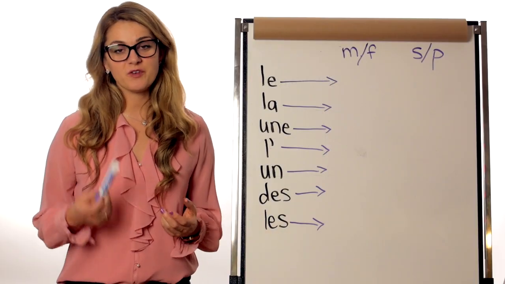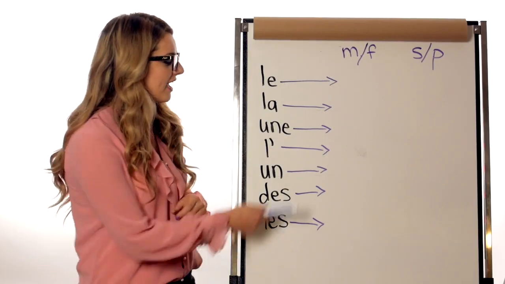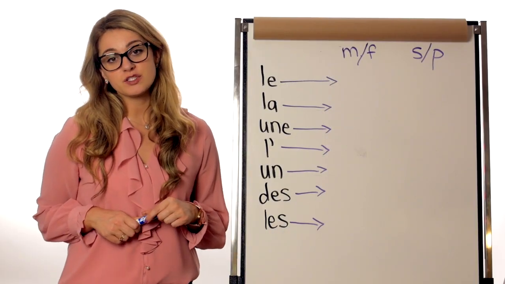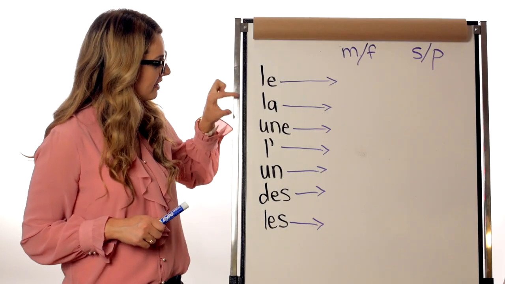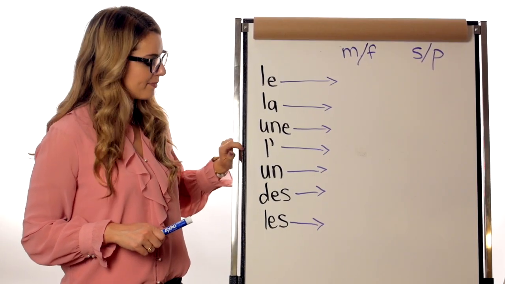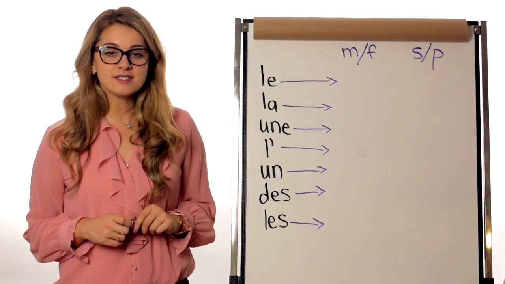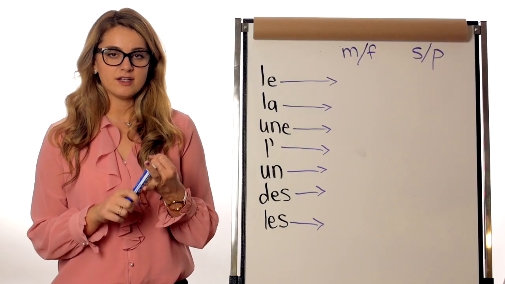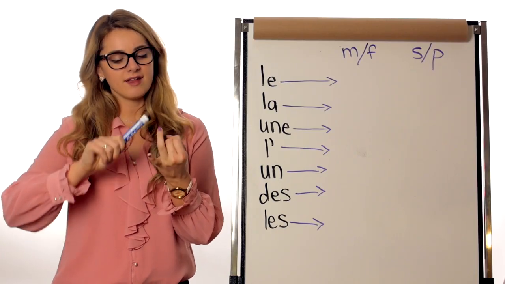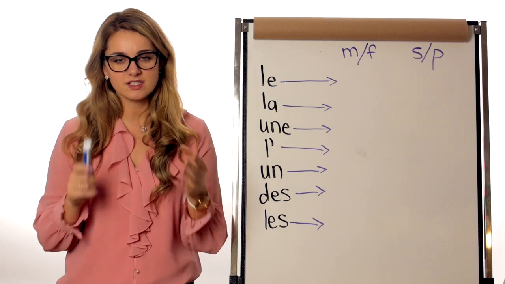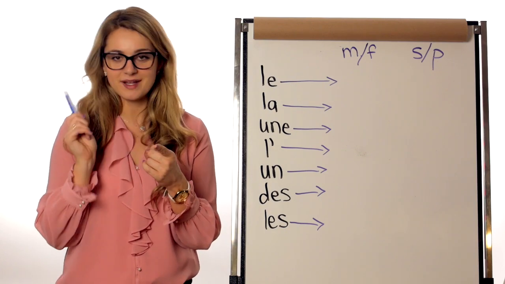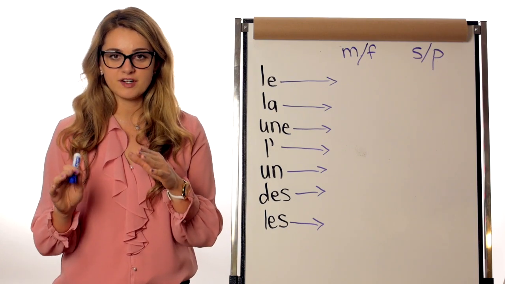It is now time for you to practice. Here I have les déterminants that we just went over. Le, la, une, l'apostrophe, un, des, et les. I want you to tell me le nombre and le genre. Sorry, le genre et le nombre. I do that because le genre, masculin pluriel, always comes first.